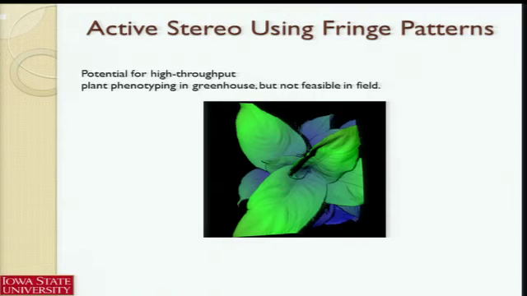For example, this one is actually a color mapped three-dimensional picture of an ornamental plant using a fringe pattern. But this picture was reconstructed from 16 pictures. Okay, so it has a very refined detail, as you can tell. But it takes time, and it takes lots of calculation to get to that kind of resolution of the distance data. But potentially, it can be a very good technology that can be used for phenotyping in greenhouse.